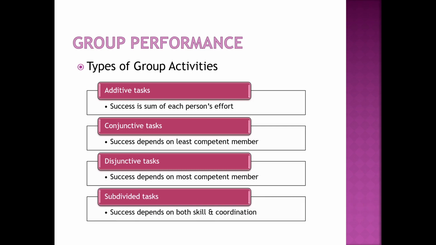Subdivided tasks are tasks that require some skill and some coordination among the team members. And so we need the competent members and their skills. We need the individual person's efforts to all work together. And so we have to pull that least competent member up to get them to put in as much effort as they can. So these subdivided tasks are ones where it's kind of a combination of all three of the previous ones. So it's kind of an additive, conjunctive, disjunctive kind of situation where the most competent member can carry us a lot of the way, but we really do need everybody to be contributing to the final outcome.